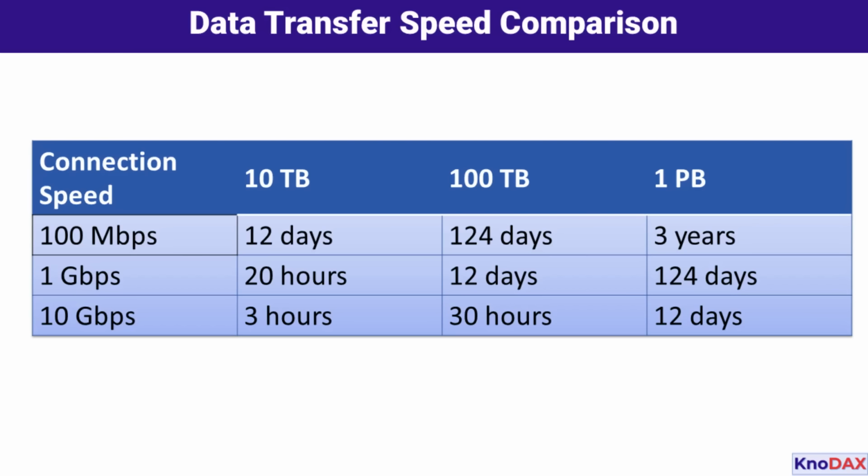Wondering how long it takes to transfer data? It depends on your network speed. For example, transferring 1 petabyte over a 1 Gbps connection takes 124 days. With Snow family devices, you can save time by going offline.